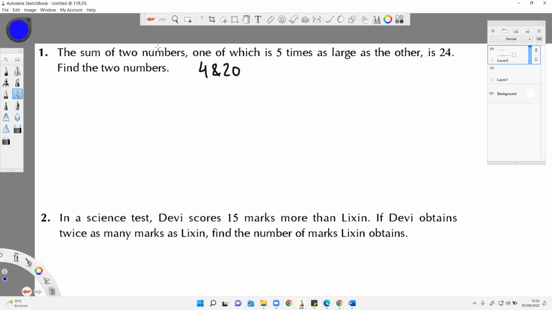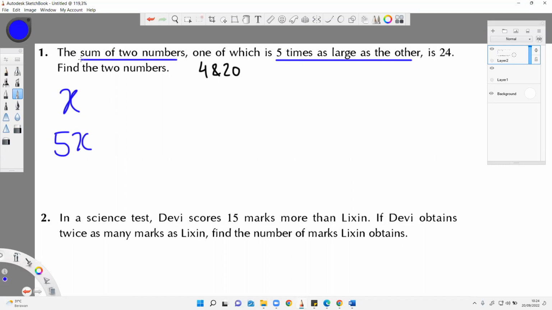The sum of two numbers, right? One of which is 5 times as large as the other. So let's say the first number is n or x or anything. I just write x, let's say. What is the other number? It's 5 times as large as the other. So 5x. Get it? So one number is x, the other number is 5x.